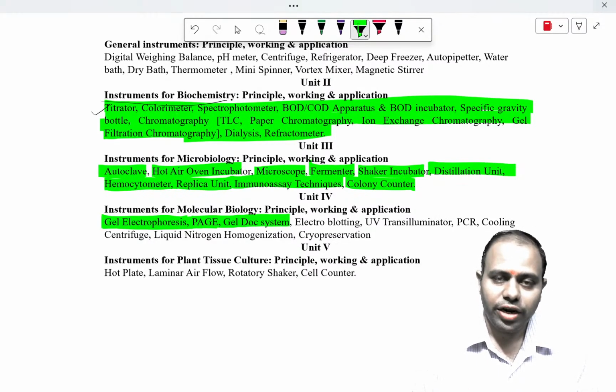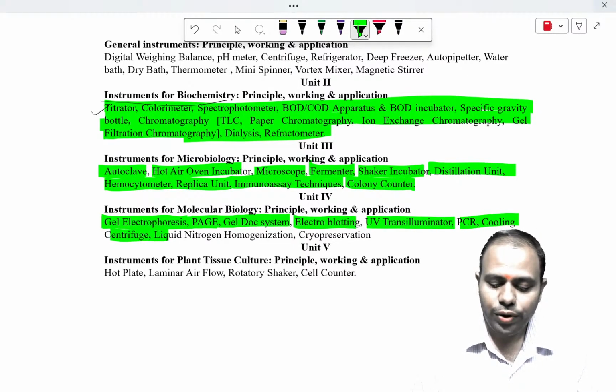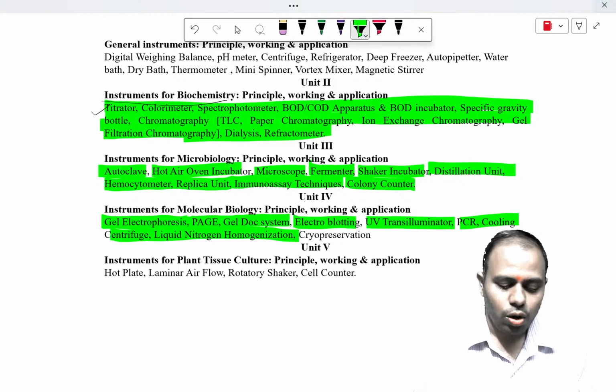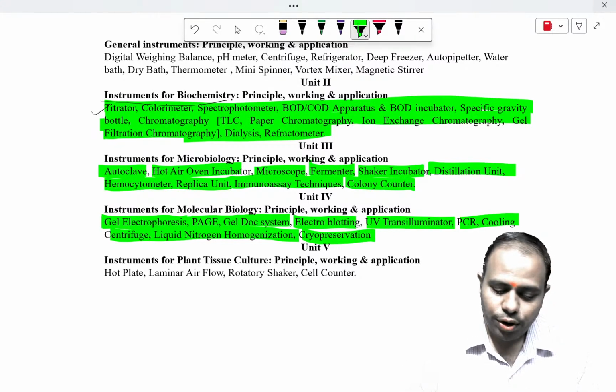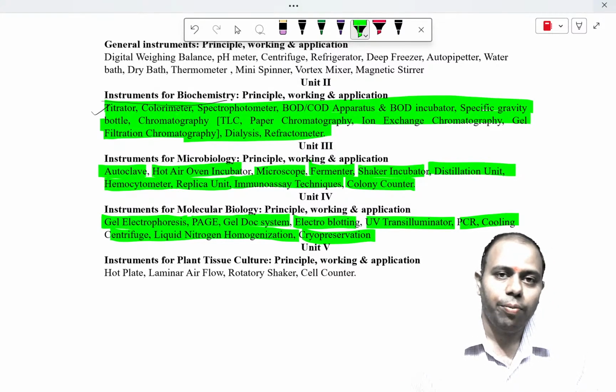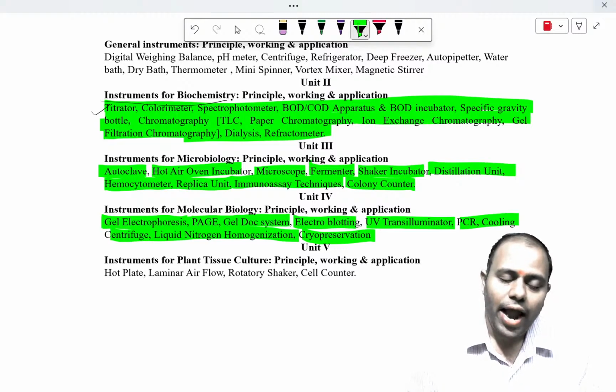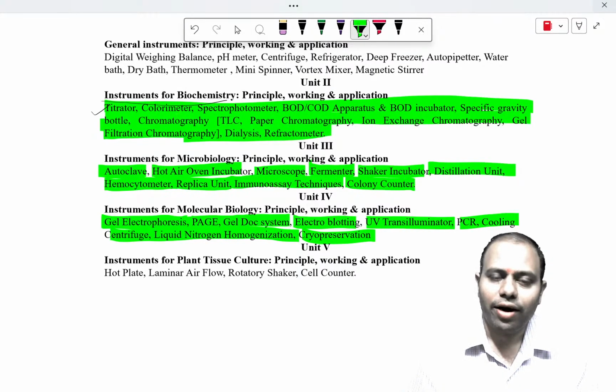Then in this, electroblotting is there. Then UV transilluminator, PCR, cooling centrifuge, liquid nitrogen homogenization, and liquid nitrogen crushing will be demonstrated to you, and the theory behind it will be taught to you here. Then cryopreservation, how we can preserve a biological sample at minus 196 degrees in liquid nitrogen, that also will be taught to you in this molecular biology instrumentation part.